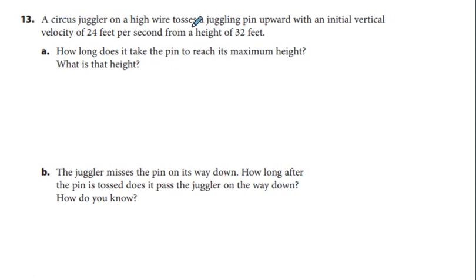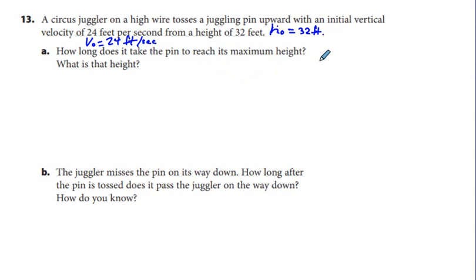A circus juggler on a high wire tosses a juggling pin upward with an initial vertical velocity of 24 feet per second. So that's going to be v sub 0 equals 24 feet per second. And from a height of 32 feet. So that's going to be h sub 0 equals 32 feet. A, how long does it take the pin to reach its maximum height?